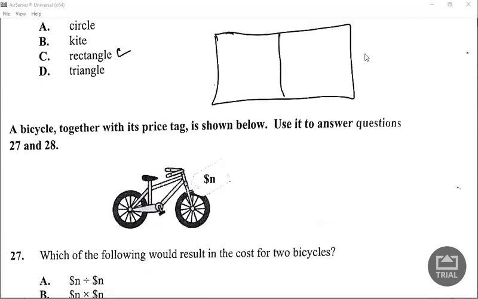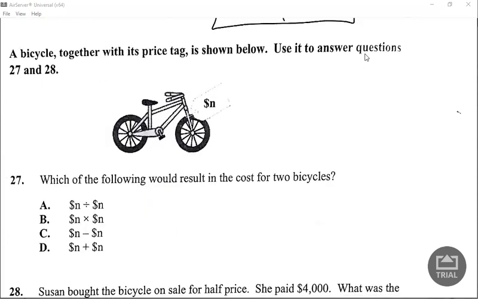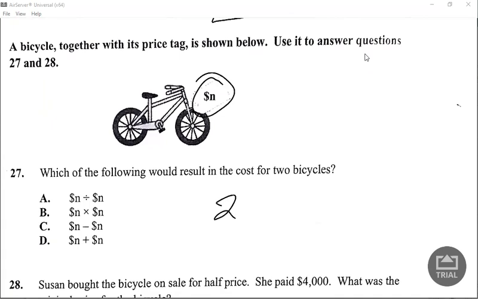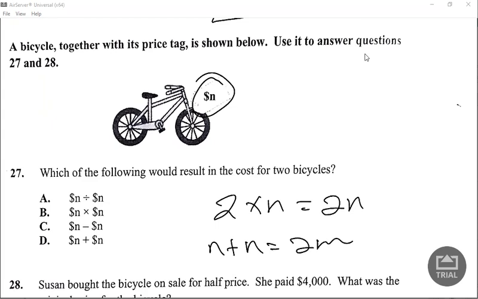27. A bicycle together with the price tag is shown below. Use it to answer questions 27 and 28. Which of the following would result in the cost of two bicycles? Now, if one bicycle is $N, that means two bicycles can either be 2 times N, which works out to 2N, or N plus N, which still is 2N. So for that one, it would have been D.